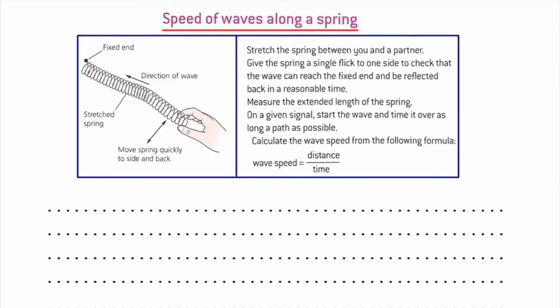Measure the extended length of the spring. On a given signal, start the wave and time it over as long a path as possible. Now, this will be difficult for you to do at home. Of course, you need to have a Slinky spring. Many of you would have it. It's a toy you might well have. You have fun with it when it walks itself down the stairs, although it's got that added problem that it can get twisted.